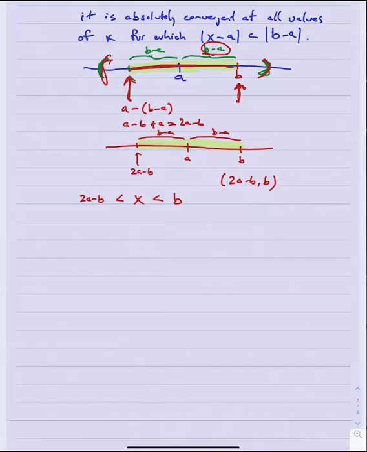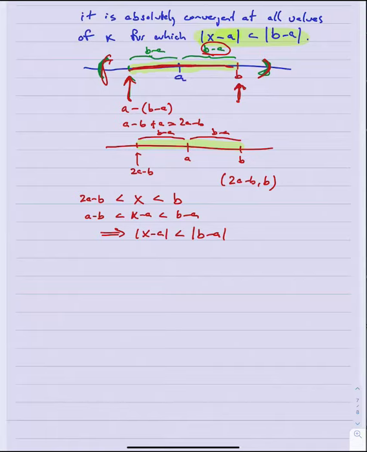Of course, that's the same thing as saying what? If I subtract A from all three parts, I'd have A minus B is less than X minus A is less than B minus A. That's the same thing as saying the absolute value of X minus A is less than the absolute value of B minus A, which is the statement I made here in the theorem.